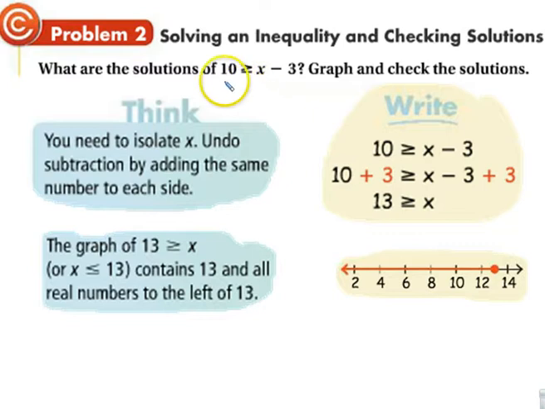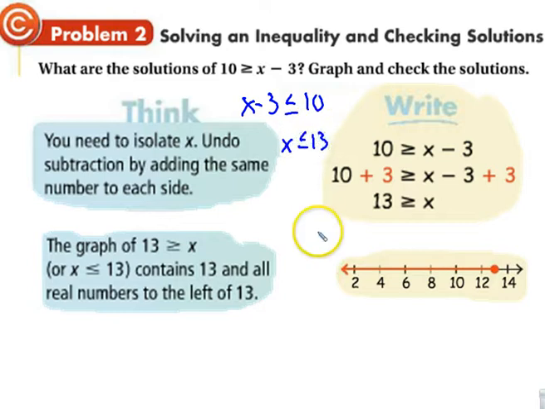Same thing. 10 is greater than or equal to x minus 3. What you may want to do when this happens is switch it: x minus 3 is less than or equal to 10. Just make sure that it's still pointing in the right direction. So we add 3 to both sides. We get x is less than or equal to 13. Less than or equal to tells us to fill the circle in, and then we shade everything to the left.